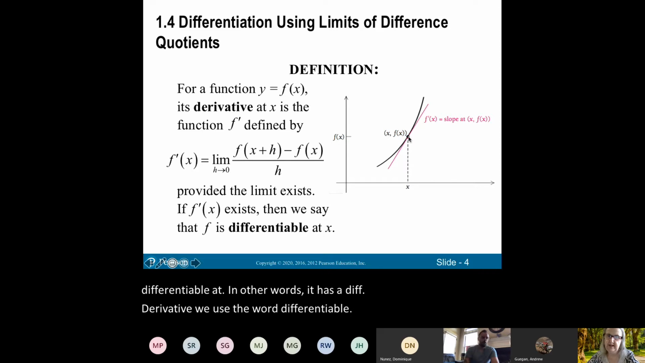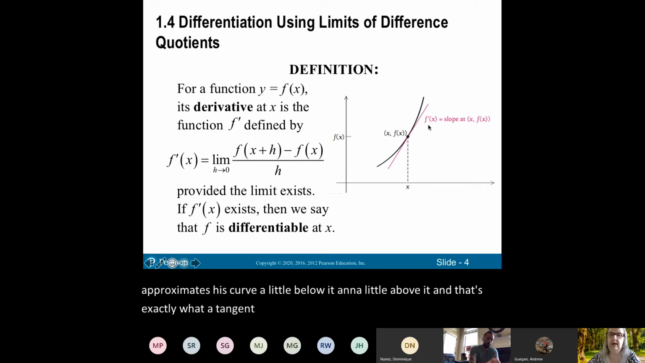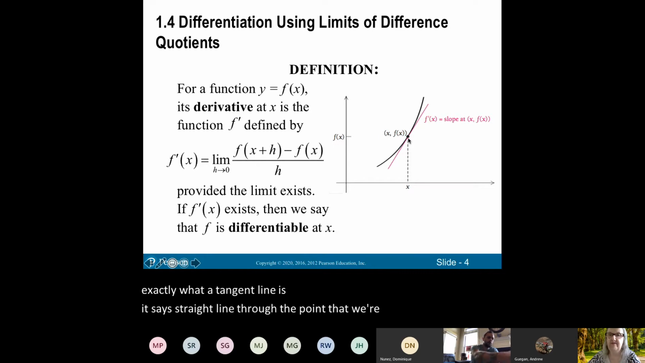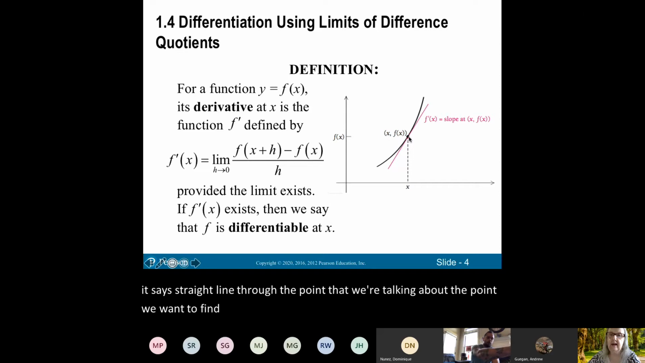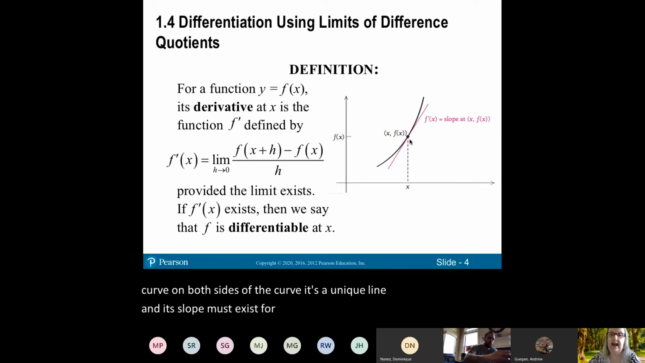And you can see at this point, this pink line approximates this curve a little below it and a little above it. And that's exactly what a tangent line is. It's a straight line through the point that we're talking about, the point we want to find the derivative at, that best approximates the curve on both sides. It's a unique line, and its slope must exist for there to be a derivative at x in this case.